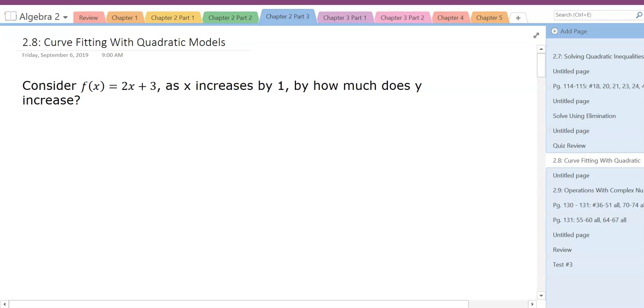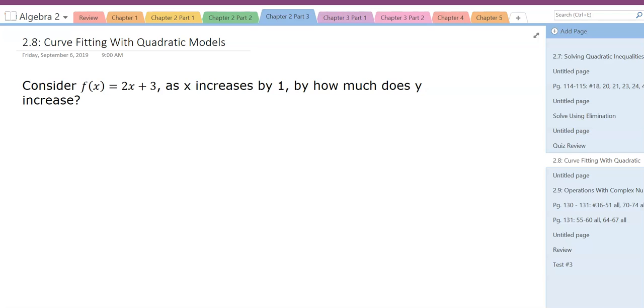So in this next section, we're going to talk about curve fitting with quadratic models. Last chapter, back in chapter 1, we talked about curve fitting with linear models, which was when they gave you an example of two different data points. So in this year, the population was this much, and this year, the population was this much.